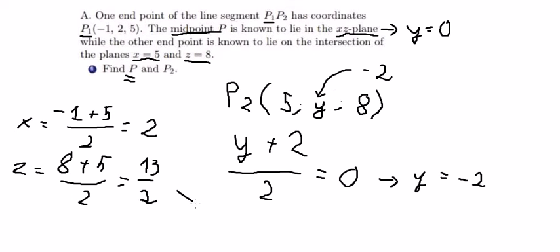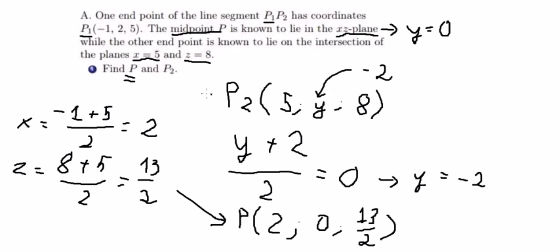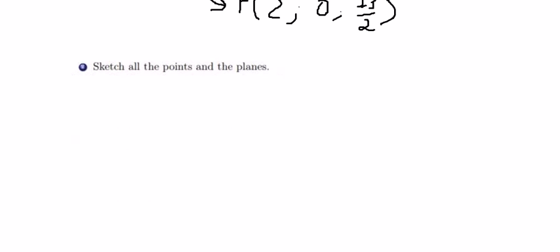So the value of the point P in here, we can get that should be 2, 0 and 13 over 2. And that's the answer for P2 and P in here. Now let's go to the drawing.